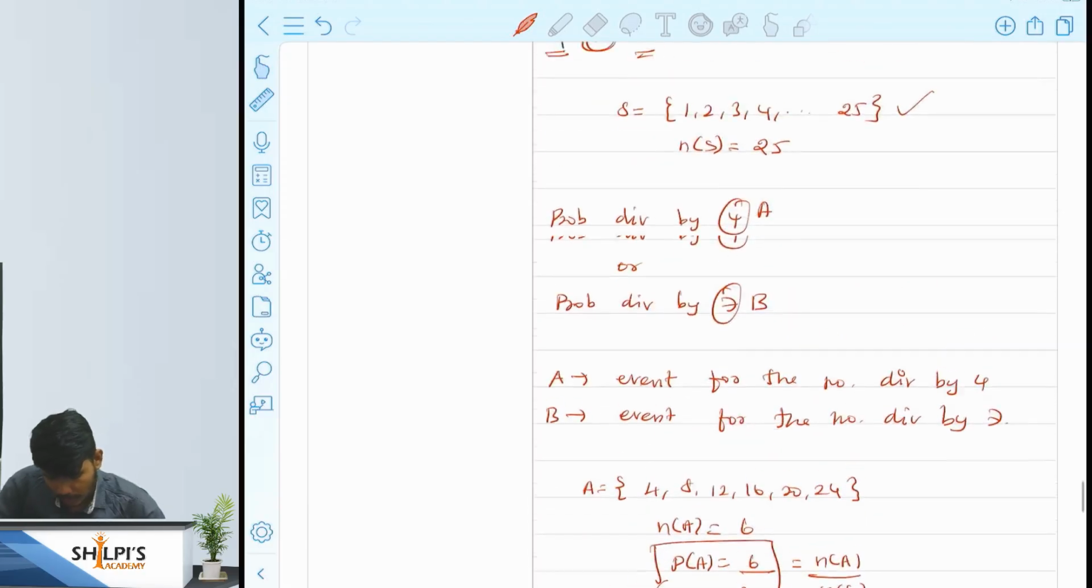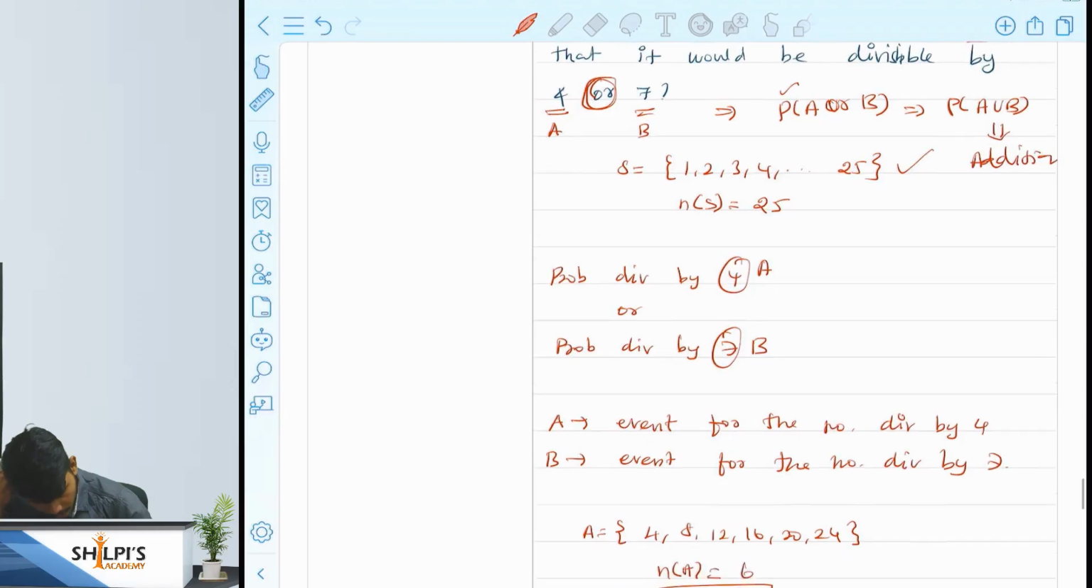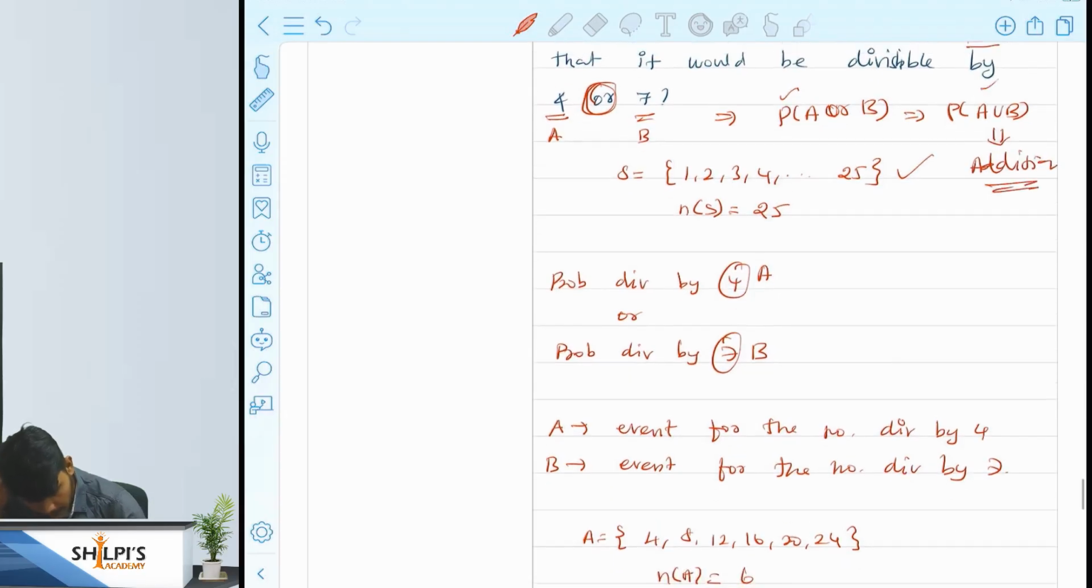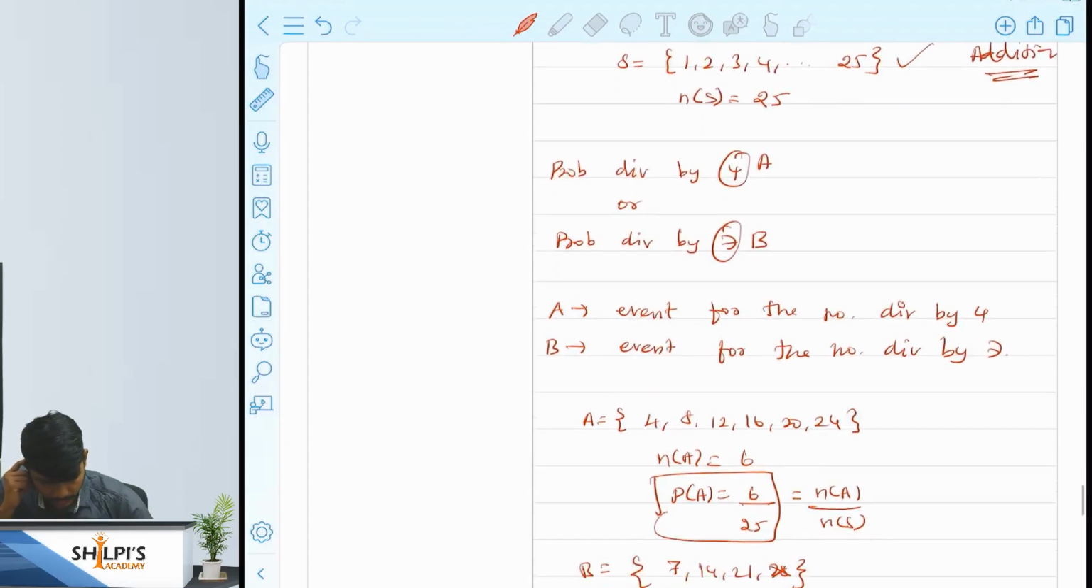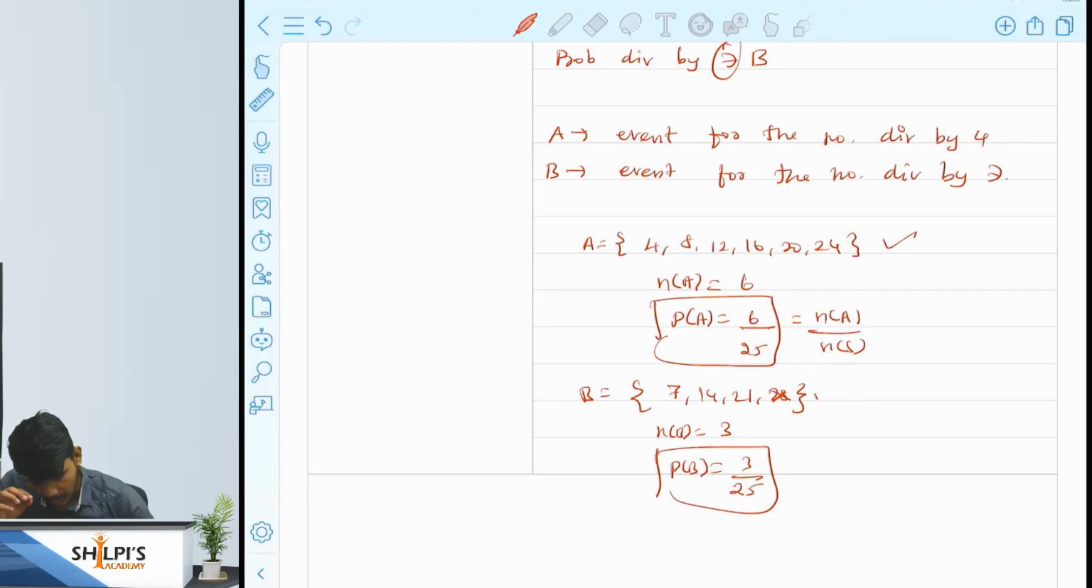So since we want to find the probability that the number would be divisible by 4 or by 6, from our assumption A or B, if I have to find the probability for A or B, this comes under A union B, which comes under the addition theorem, right? For the addition theorem, A and B should not have a common element. So here 4, 8, 12, 16, 20, 24, any of these numbers is not in this set.